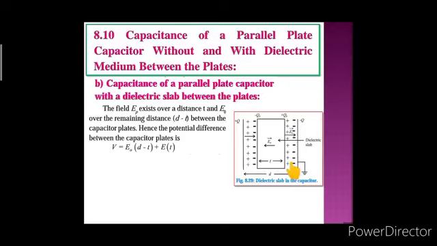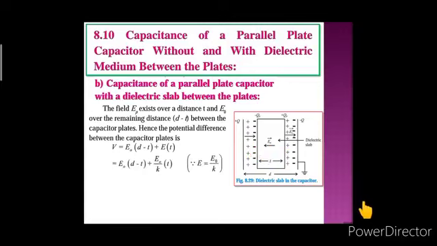So E0 is over the remaining distance D minus T between the capacitor plates. Hence, the potential difference between the capacitor plates we can write as E0 into D minus T plus E into T. The potential difference is the product of electric field intensity and the distance between the plates. So the electric field is E0 over the distance D minus T from the parallel plate to the slab, plus the field within the thickness T of the dielectric.